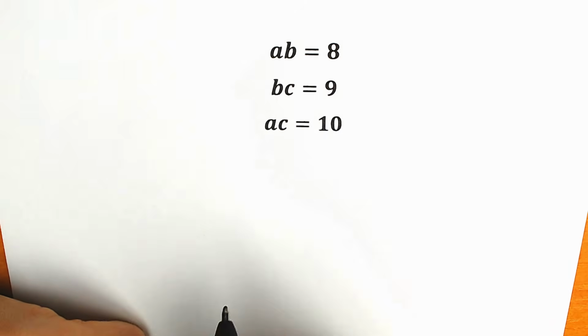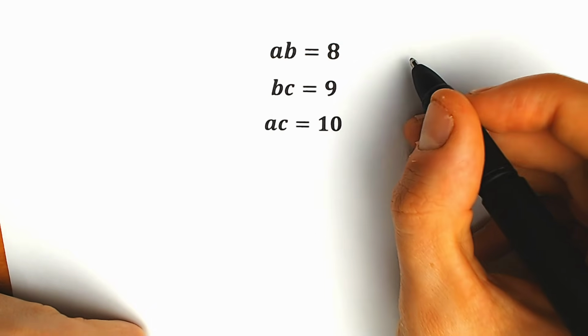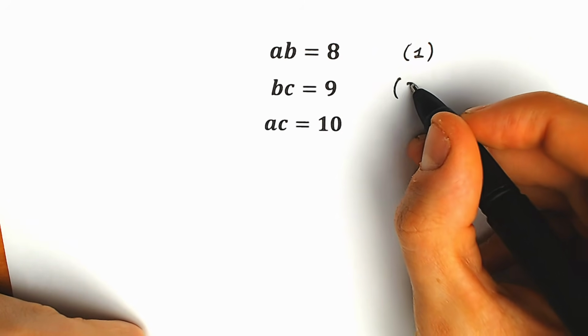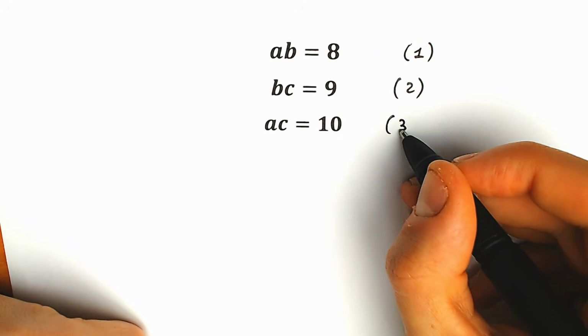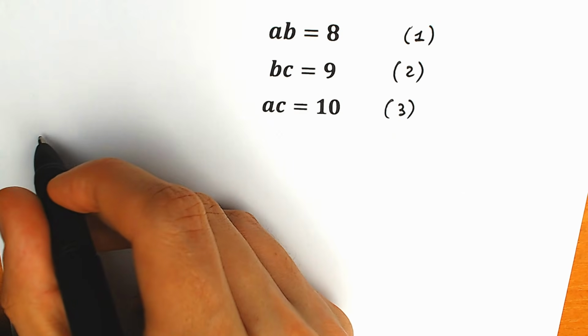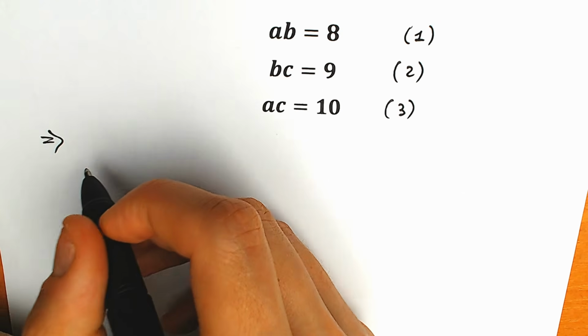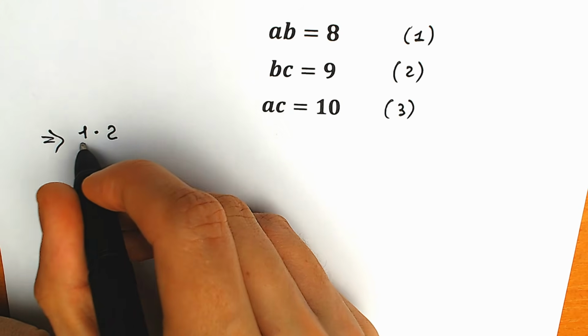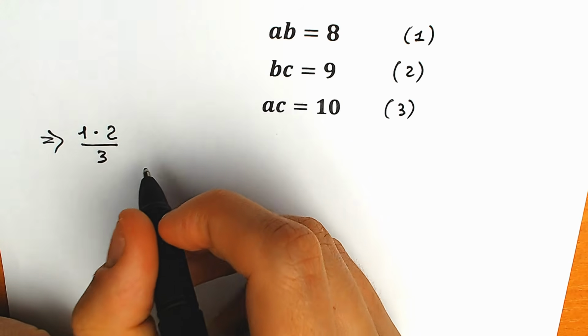Okay, so right now let's start. First of all, for better understanding, I want to call this the first equation, this is our second equation, and this is our third equation. Right now I want to write three combinations. The first combination, maybe the basic one: I'm going to multiply the first equation by the second equation, and divide it by the third equation. Okay, so let's do it.